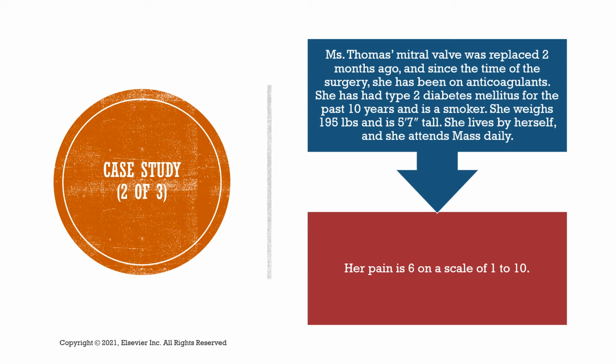So Ms. Thomas' mitral valve was replaced 2 months ago, and since the time of surgery, she has been on anticoagulants. She has had type 2 diabetes mellitus for the past 10 years and is a smoker. She weighs 195 pounds and is 5 feet 7 inches tall. She lives by herself and she attends Mass daily. Her pain is a 6 on the scale of 1 to 10.